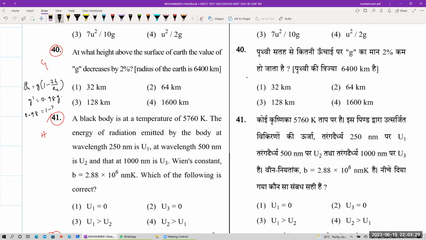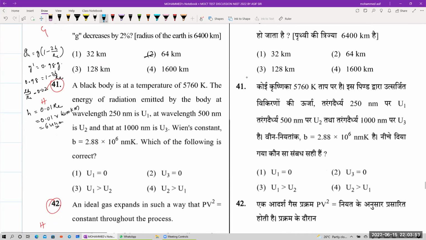This 0.98 will be equal to 1 minus 2h divided by radius of earth, and 2h divided by radius of the earth will be 0.02. So h value will be equal to how much beta? 0.01 times of radius of earth, and this will be 0.01 into radius of earth is 6,400 kilometers. So that will be 64 kilometers. Second option. Question number 41.